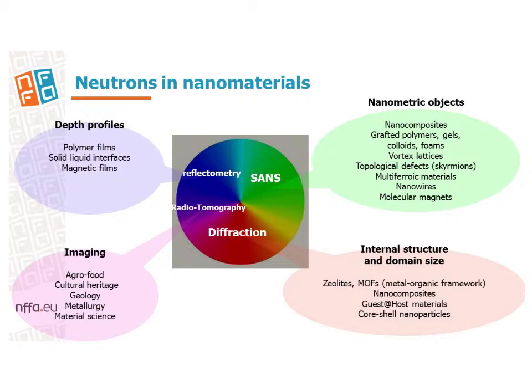Several neutron techniques can be used to study nanomaterials. Small-angle neutron scattering, or SANS, studies large-scale objects and lattices, typically from 10 to 100 nanometers. Neutron diffraction yields the atomic organization at the scale of the unit cell, from 0.1 to 1 nanometer. Reflectometry is sensitive to depth profiles at the nanometer scale, and radio-tomography images the inside of the material.